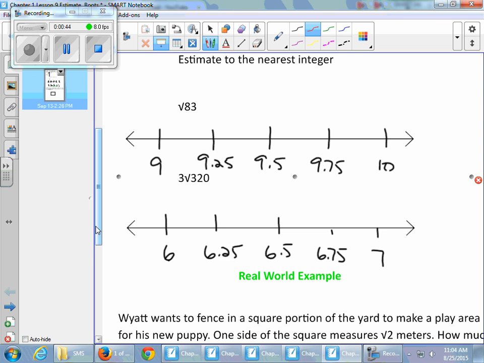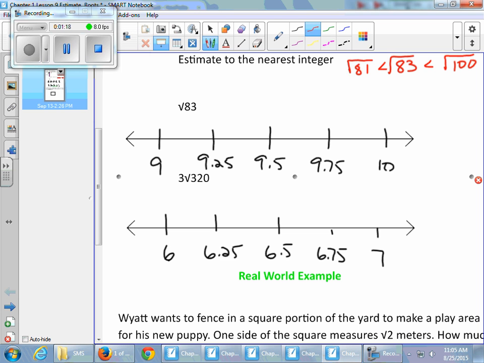Well, 7 times 7 is 49. 8 times 8 is 64. 9 times 9 is 81. That's pretty close, so we'll look at 81 first. So the square root of 81. 83 is going to be the next one. Probably 10 times 10 is 100. So our square root of 100. So our square root of 83 falls in between the square root of 81 and the square root of 100.